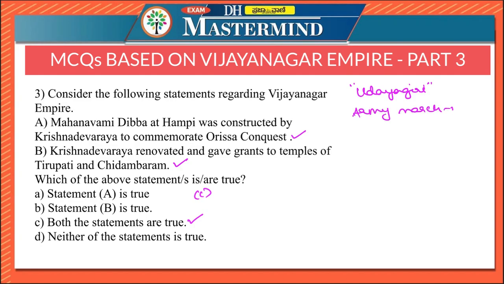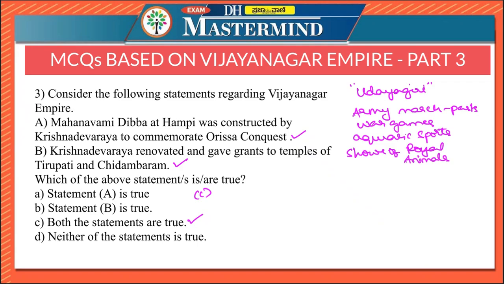And then war games. The king used to sit on this and watch war games, aquatic sports, and then shows of royal animals. Shows of royal animals were also watched by the king from Mahanavami Dibba. More importantly, the Navaratri celebrations, the 9 day, 9 night state festival, was also watched.